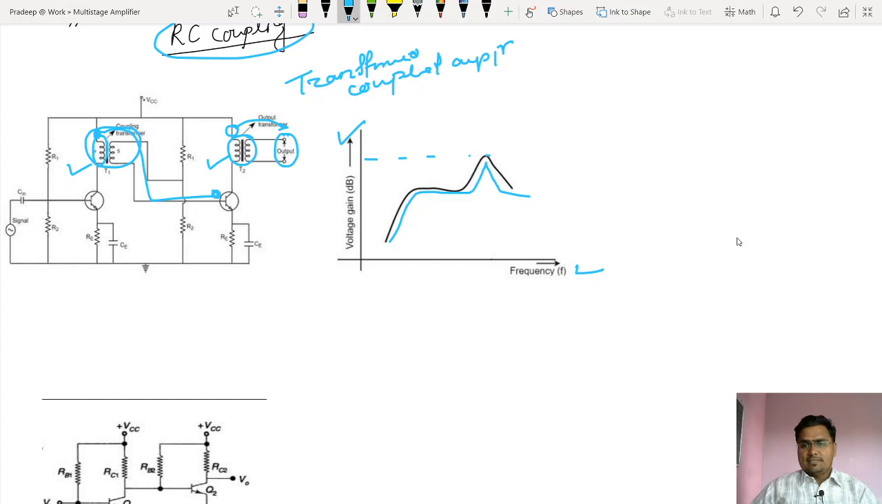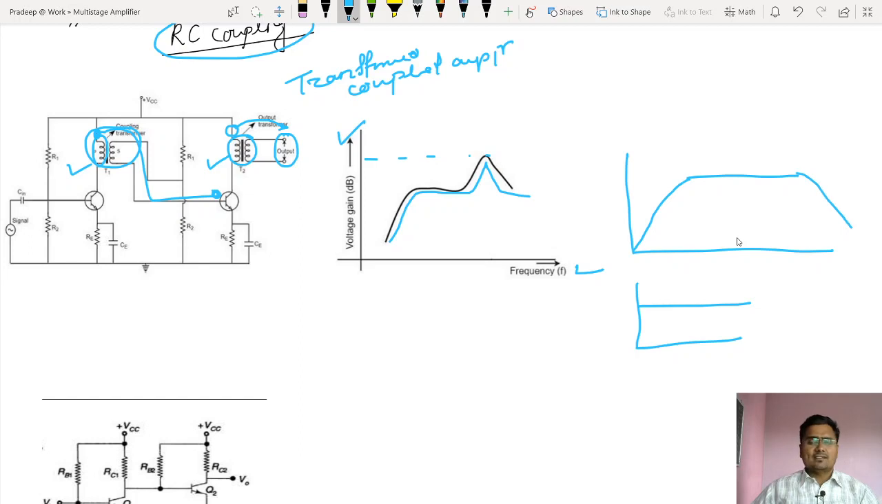Basically, what I expect from the amplifier is that ideally the gain should be constant. But practically, the gain decreases at lower frequencies, then it has to be constant, and again it decreases. This is the general RC coupled amplifier frequency response. But apart from that, what is happening here in transformer coupling is that somewhere you are getting a peak. So what is that peak and why is it there?